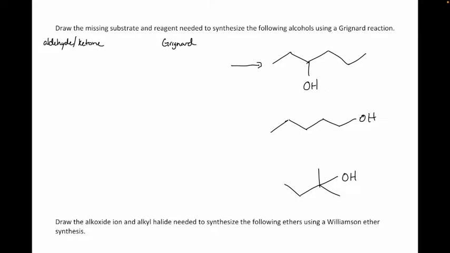So the one thing that I can say for certain looking at my product is that this carbon right here, because it's the carbon at the base of that OH group, has to be my carbonyl carbon in my aldehyde or ketone. That carbon there is definitely going to have a carbon-oxygen double bond when I draw my substrate and reagent. That's also the carbon that the new carbon-carbon bond has formed between. The question is, is my new carbon-carbon bond on this side here, or is this my new carbon-carbon bond?